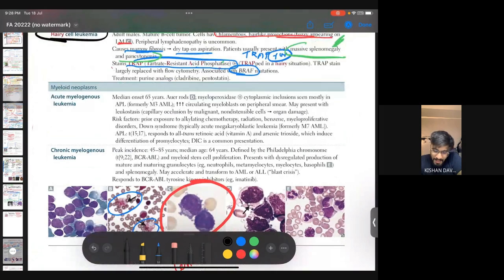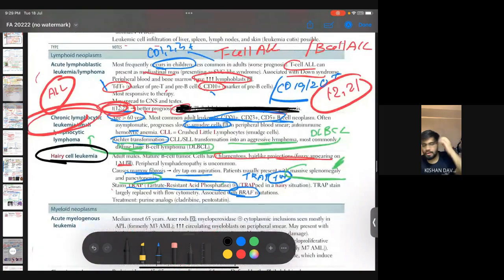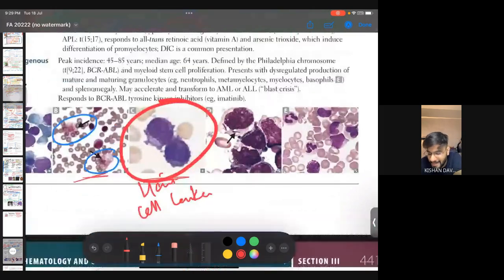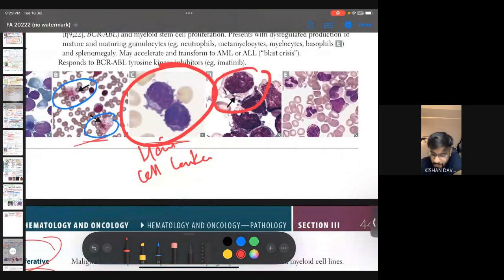Moving to myeloid neoplasms. So this was all about the lymphoid neoplasms: ALL, CLL, and hairy cell leukemia. Moving to the myeloid: AML, CML. First come to AML. Median onset is 65 years. Auer rods are so important. See in this image, it is easily visible. In the exam it won't be easily visible. In the exam, what they will do is show, in the entire cell, only one small rod like this.